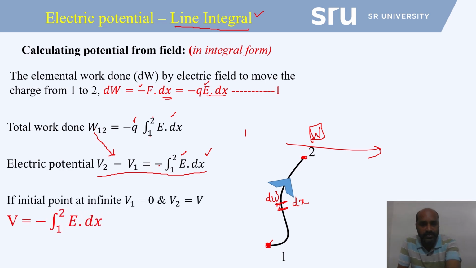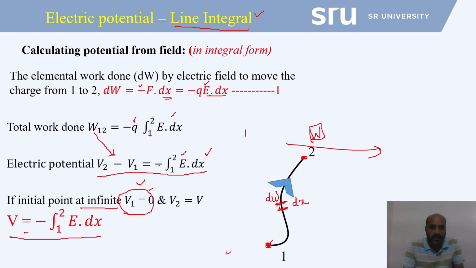Now, in some cases, generally, if the initial point is at infinity, in the sense out of the electric field region, what does it mean? Its potential is zero. I mean, no work is required against the electric field. So potential is zero, so that V2 will be V. So this is electric potential in terms of electric field in integral form.